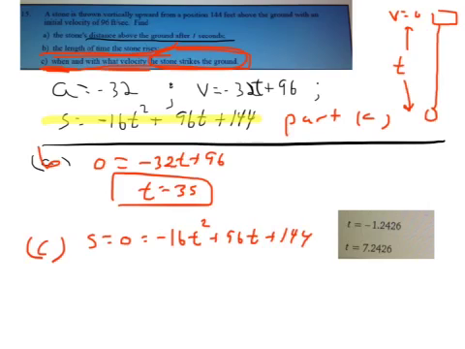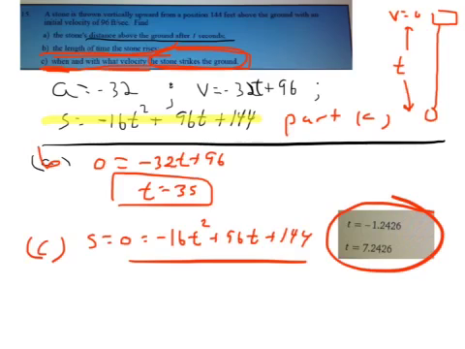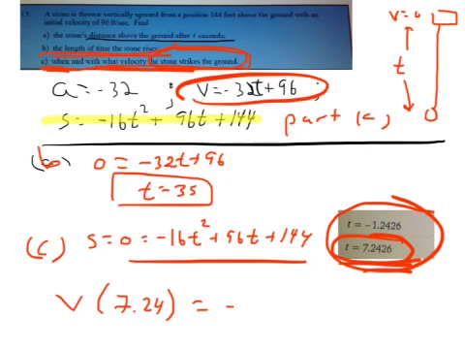I just used Wolfram Alpha to solve this, and the solutions that I got back were the following. So clearly we're looking at the positive solution. So that's the time that it takes. That's when it hits the ground. And with what velocity, we're looking for the velocity at the time of 7.24. So just use our velocity equation. You get negative 32 times 7.24 plus 96. Whatever that equals. So that's the solution to this problem.